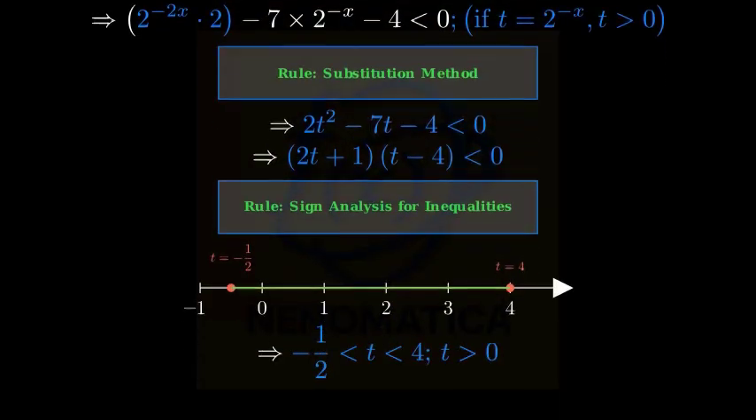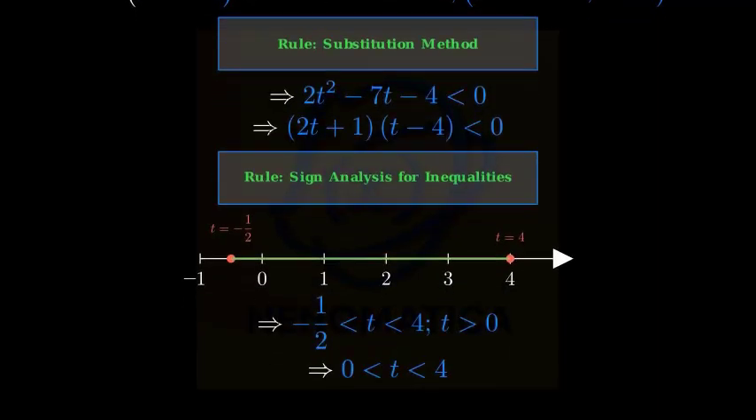The factor 2t plus 1 is equal to 0 when t equals negative 1/2. The factor t minus 4 is equal to 0 when t equals 4. Now, for the first factor, 2t plus 1, it's positive when t is greater than negative 1/2. For the second factor, t minus 4, it's negative when t is less than 4. Since we need one factor positive and one negative, and we know t must be positive, our inequality is satisfied when t is between 0 and 4.